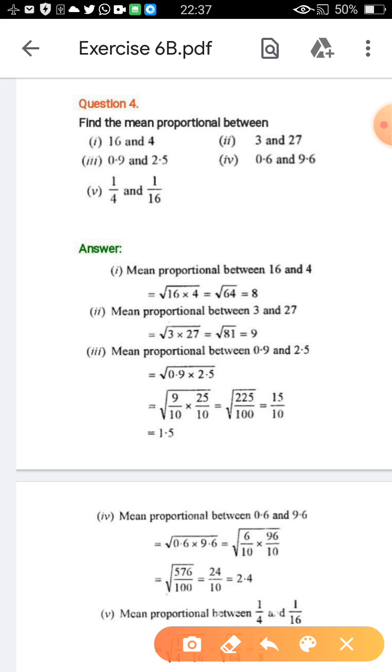576 is the square of 24 and 100 is the square of 10. So I have written here 24 upon 10. 24 upon 10 means 2.4 is the answer. 2.4 is the answer. Got it now?